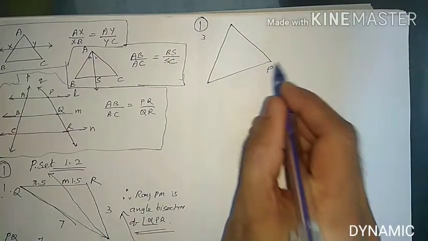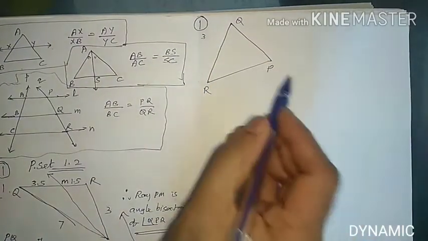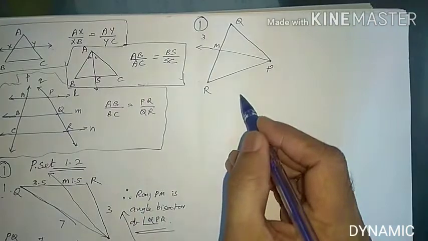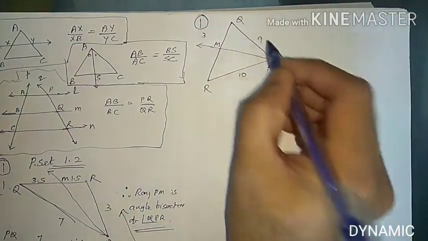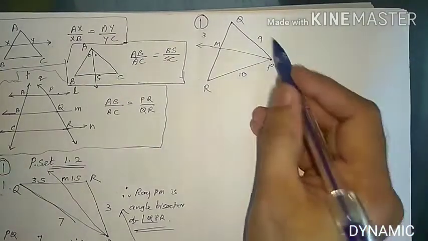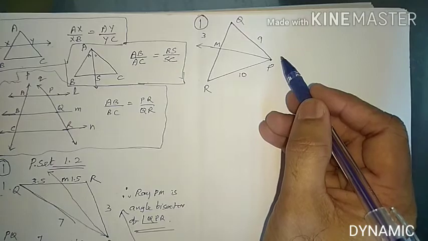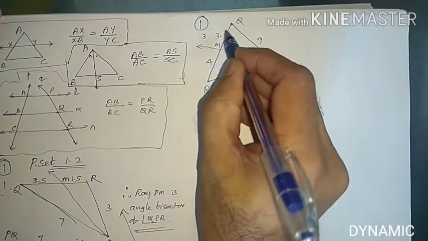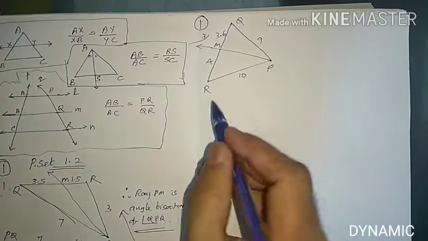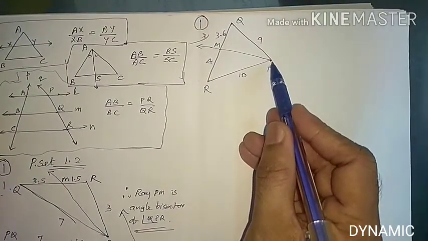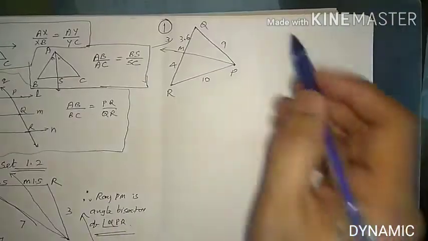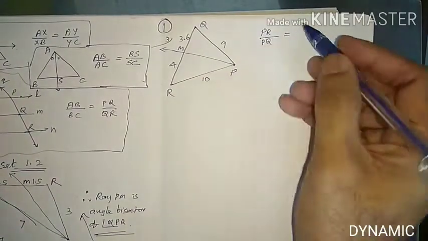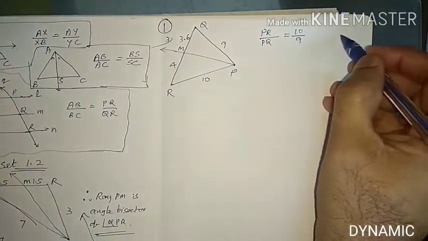Now this is triangle PQR. Here it is given: PR is 10, PQ is 9, RM is 4, and QM is 3.6. Here also we check the ratio of the sides of the triangle, PR upon PQ. PR upon PQ is equal to 10 upon 9. We call this equation 1.